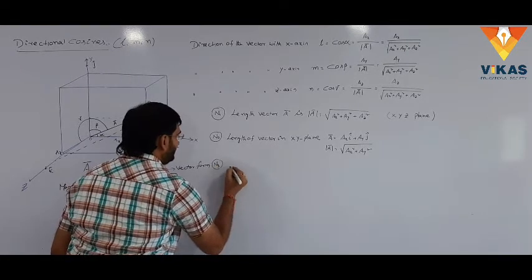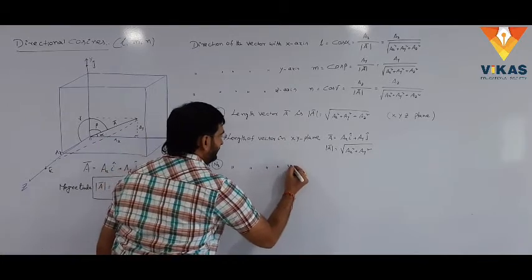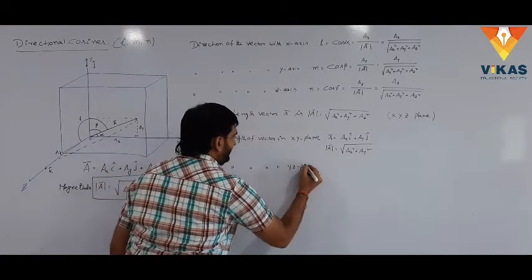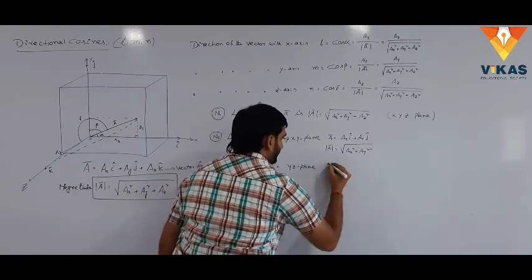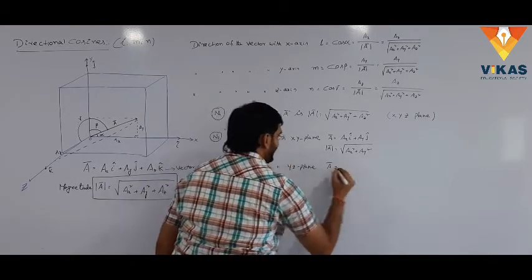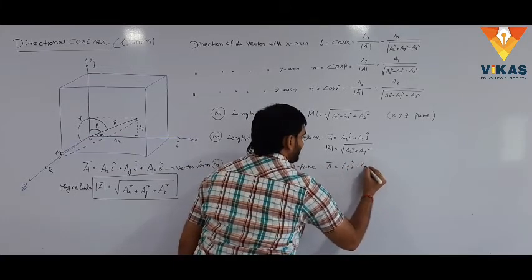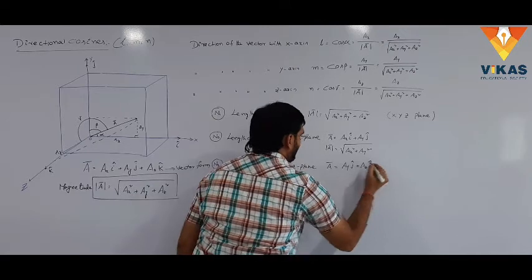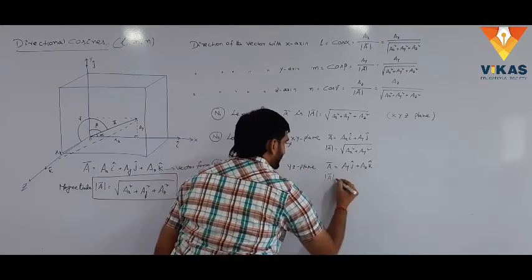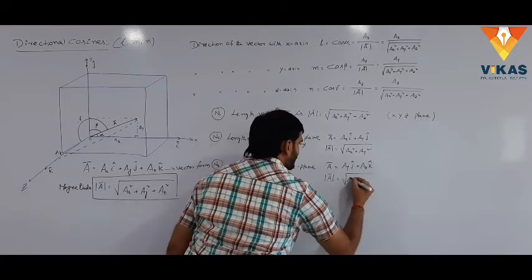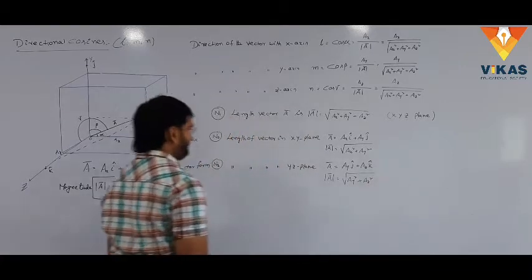Note 3. The length of the vector in the yz plane. Vector notation a bar equal to, on the y axis and z axis, ay into j cap plus az into k cap, because the yz plane is there. What is the length here? Length is nothing but magnitude. A bar modulus is equal to square root of ay square plus az square.